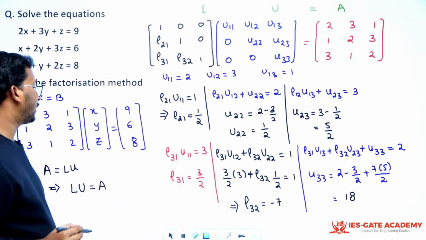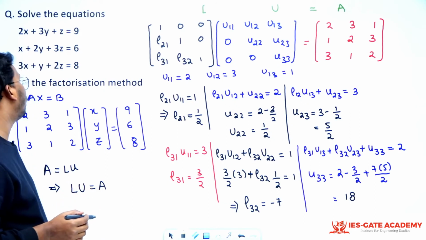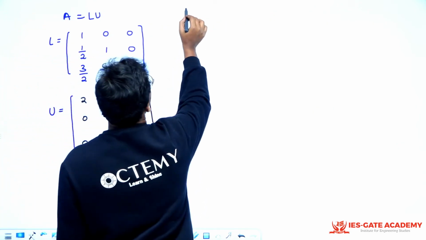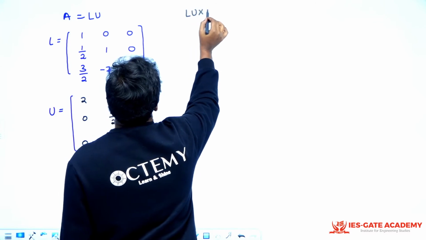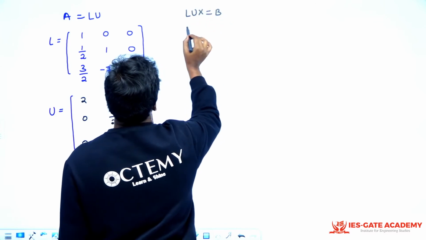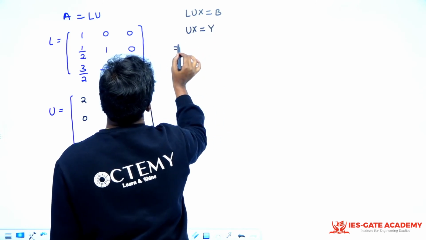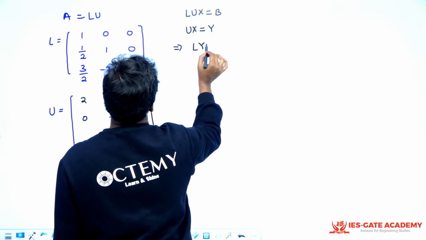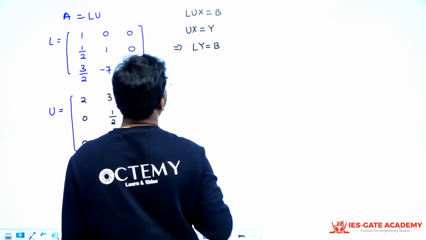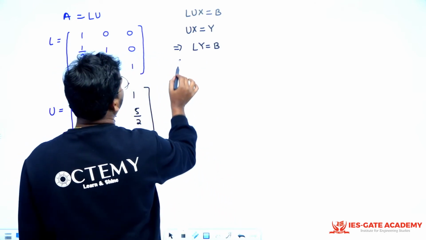Let us look at the next step. We have done LU is equal to A. So LUX is equal to B. And we will say UX is equal to Y, which implies LY is equal to B. What is Y? Your Y1, Y2, that one.